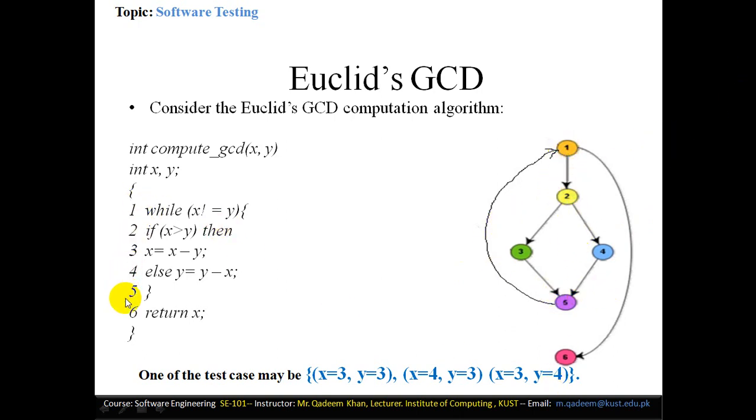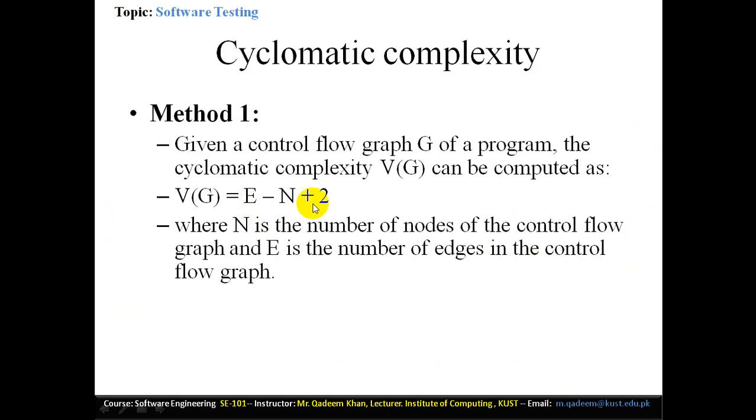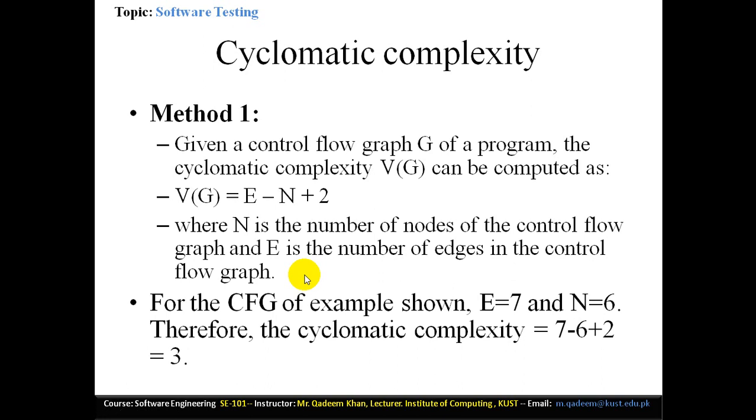Also you can count the number of lines. These are the 6 lines. So number of edges minus number of nodes plus 2 is equal to 7 minus 6 plus 2, which is equal to 3. This is the one method which computes the number of pairs required to test the system.